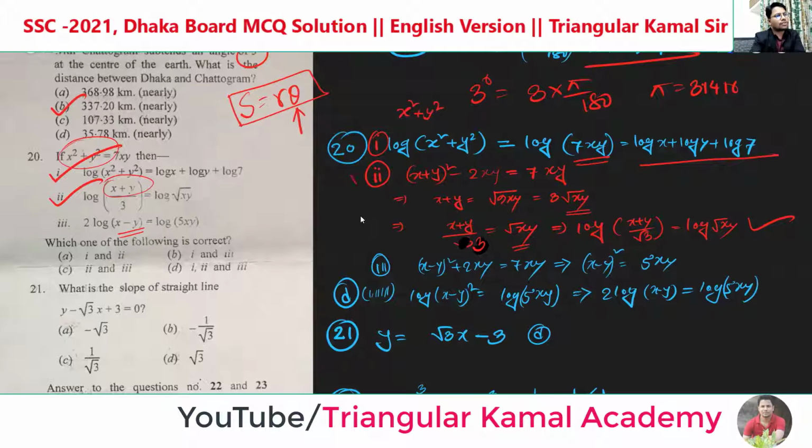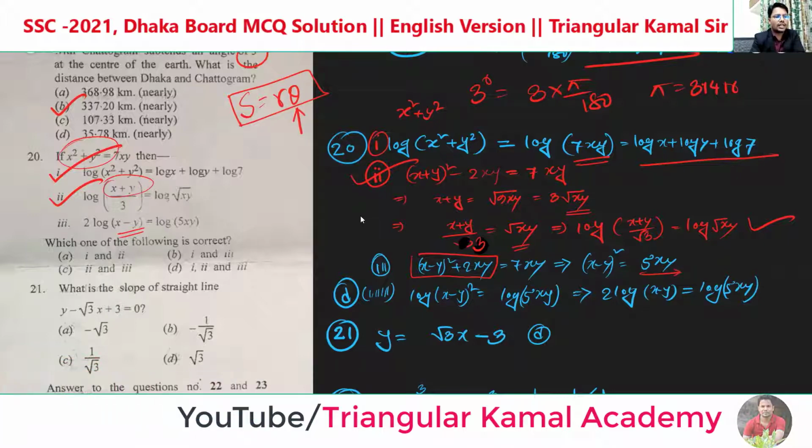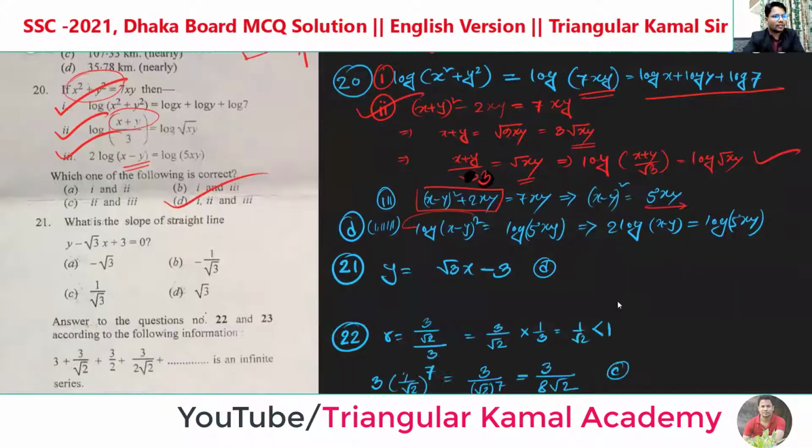One formula is called the positive, another formula for the negative x minus y. So x square plus y square equals this one, and the right side is minus 7xy. Now 2xy shifted to the right side, 5xy, and now take the log on both sides, left side and right side, and 2 shifted here. There will be the correct answer. So now D, 1, 2, 3, all are the correct answer here.